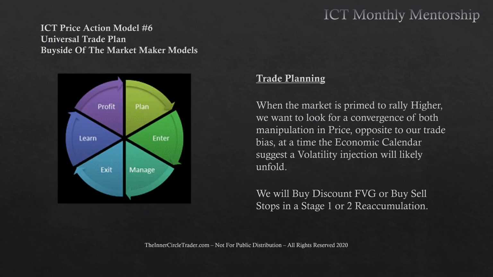Trade planning. When the market is primed to rally higher, we want to look for a convergence of both manipulation and price, opposite to our trade bias, in this case, something dropping lower for a Judas swing, at a time that the economic calendar suggests a volatility injection will likely unfold. We will buy discount fair value gaps or buy sell stops in a stage 1 or 2 reaccumulation.